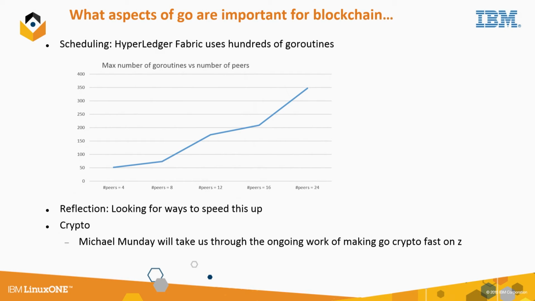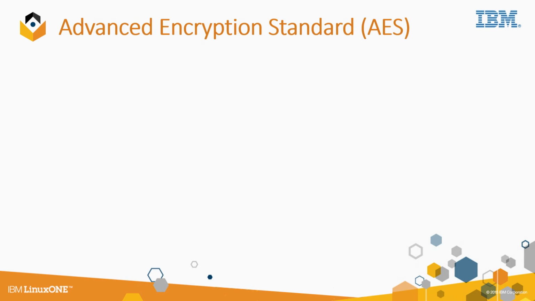Take it, Michael. Hi, so thank you, Bill. Hopefully you know a bit more about the porting process that we did. As Bill said, one of the things we wanted to do for Z was optimize crypto. In this talk, I'm going to specifically focus on AES. AES is part of the crypto AES package, fairly obviously, hopefully. And it's a block cipher.